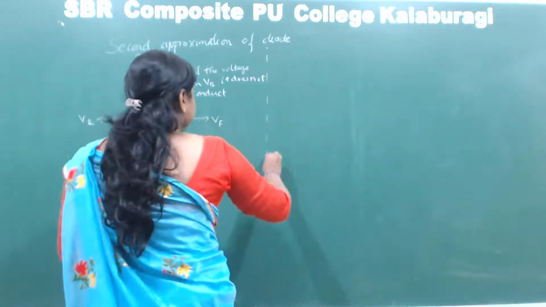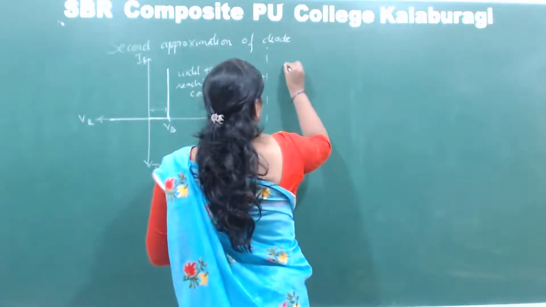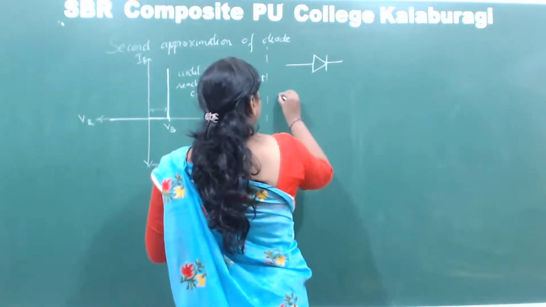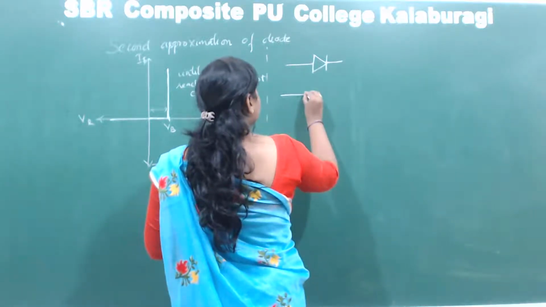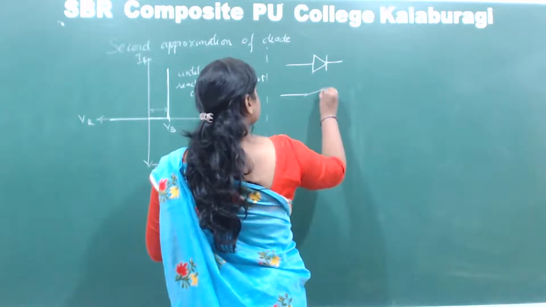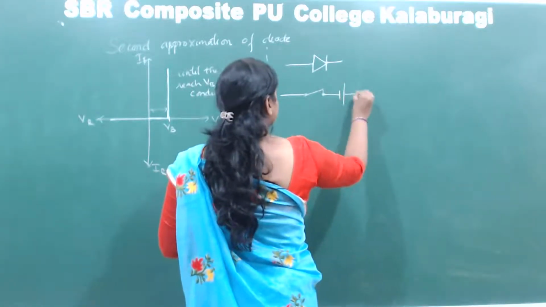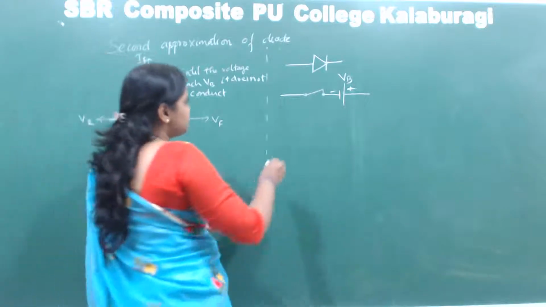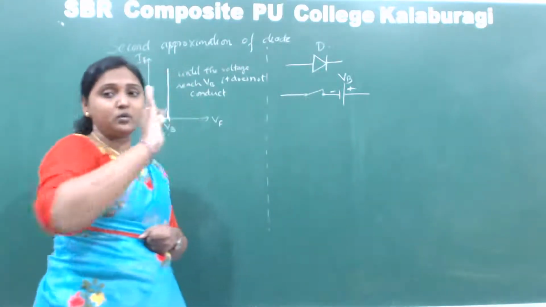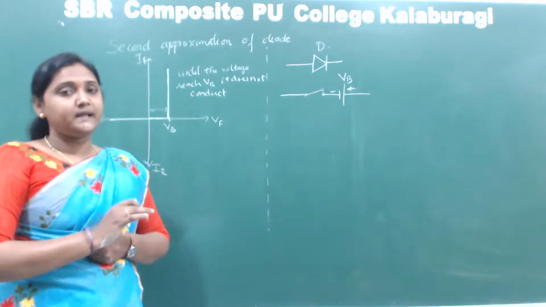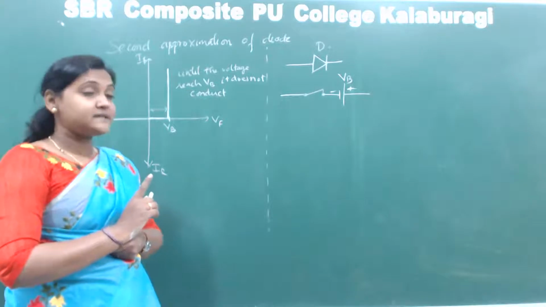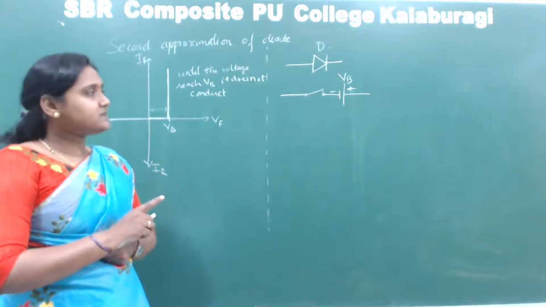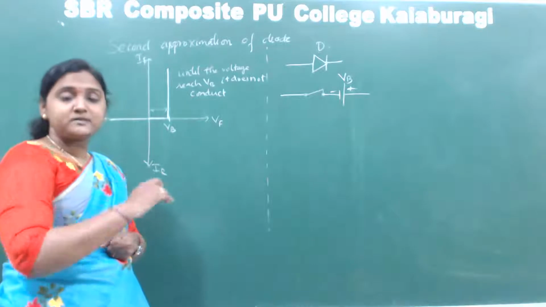So in the second approximation, the diode will be replaced by one switch plus VP. This diode is now considered to be one voltage supply plus one switch. In the ideal case, the diode was only acting as a switch. Now it is acting as a switch, but with the barrier potential VP acting as an internal battery that will be opposing the applied voltage.